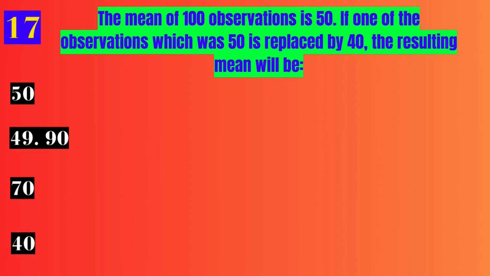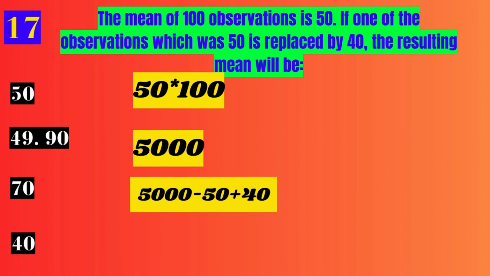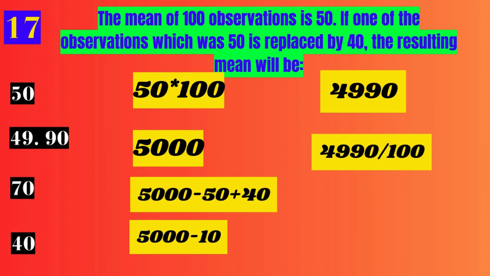Original total sum equals mean times number of observations. Equals 50 times 100. Equals 5,000. Replace 50 with 40. New total sum equals original total sum minus 50 plus 40. Equals 5,000 minus 50 plus 40. Equals 5,000 minus 10. Equals 4,990. New mean equals new total sum divided by number of observations. Equals 4,990 divided by 100. Equals 49.90. So, the correct answer is 49.90.